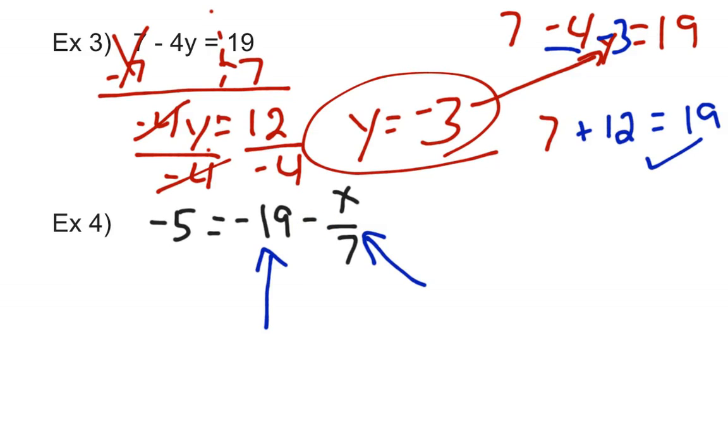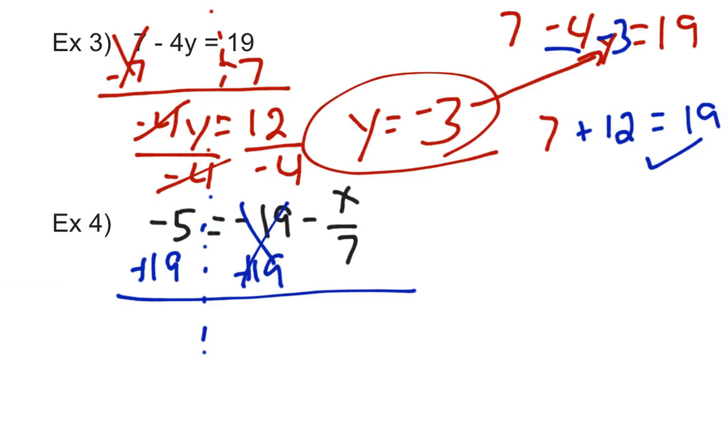So step number 1 is, let's get rid of this negative 19. Get rid of a negative 19 by adding 19, because they are going to cancel each other out. Whatever I do to one side, I do to the other. Negative 5, positive 19, the signs are different, so I subtract. 19 minus 5 is 14. 19 is bigger, so I keep the positive sign. So I get 14 equals, and then I still have this negative x over 7.